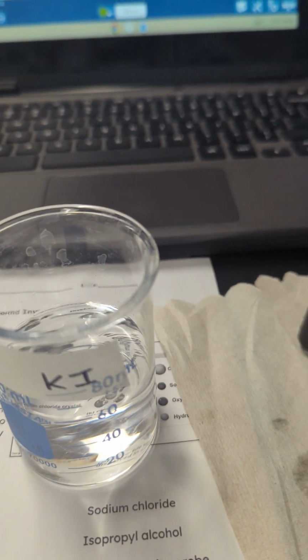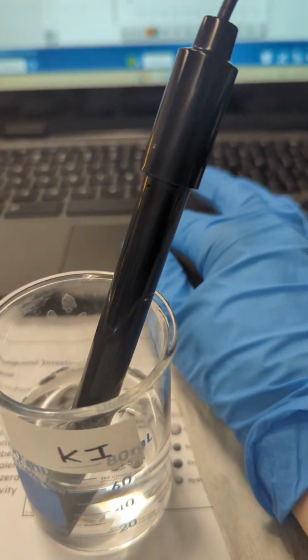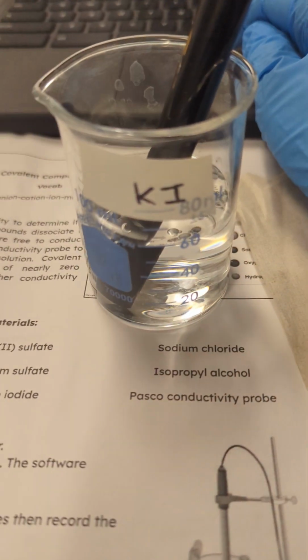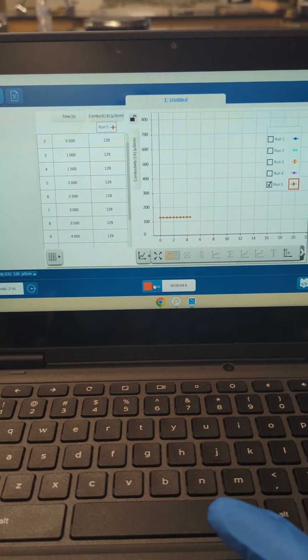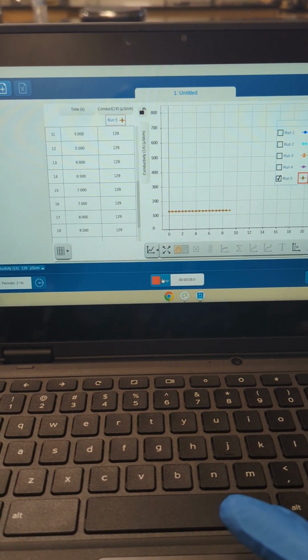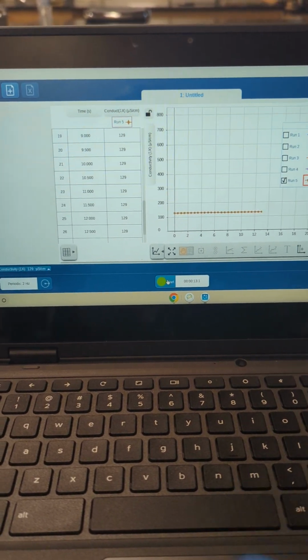Potassium iodide. Potassium is another alkali metal, iodine being the nonmetal. So this is an ionic solution, probably going to show electrical conductivity, and it does. Low, but still a lot higher than 0. It's moderately conductive at about 130 if we look at our graph.